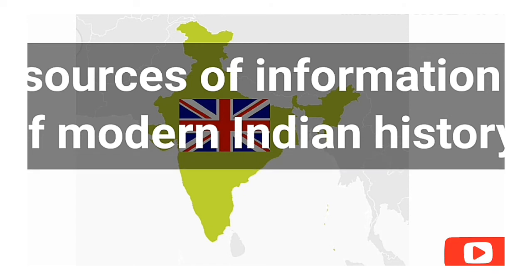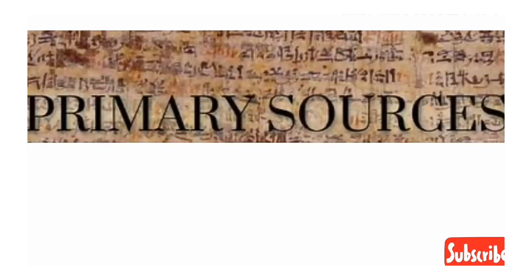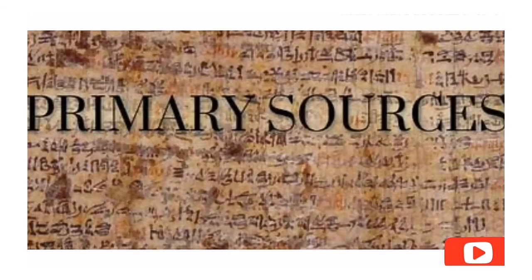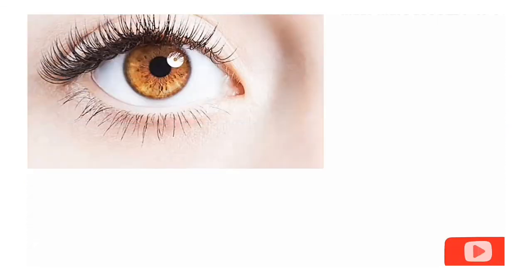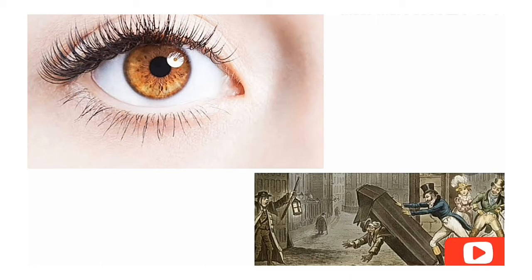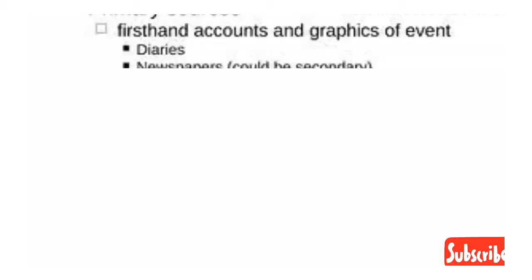Now, the sources of information of modern Indian history. There are two types of sources of information. Primary sources of information are original, created at the time of the event by the people who were witnesses of the event. Examples are artifacts from archaeological sites, coins, monuments, inscriptions, travelogues and autobiographies. Primary sources for modern Indian history are government reports, magazines and films, diaries, newspapers, maps, etc.